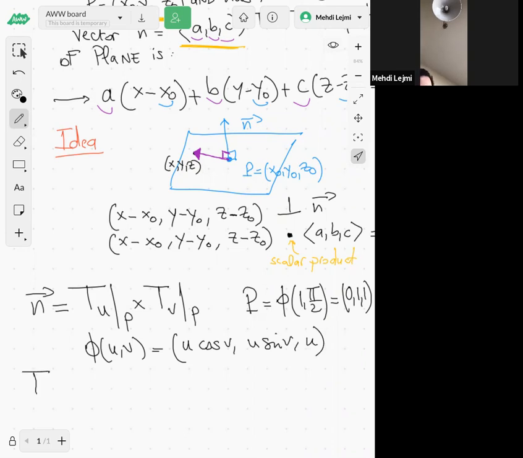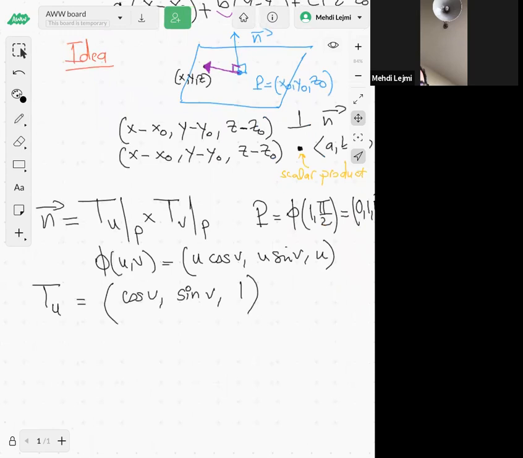So the derivative with respect to u, that will be cosine of v. The derivative of the second component with respect to u, that would be sine of v. And then the derivative of u with respect to u, that would be 1. Okay. So cosine of v, sine of v, 1. That's my tangent vector t_u.